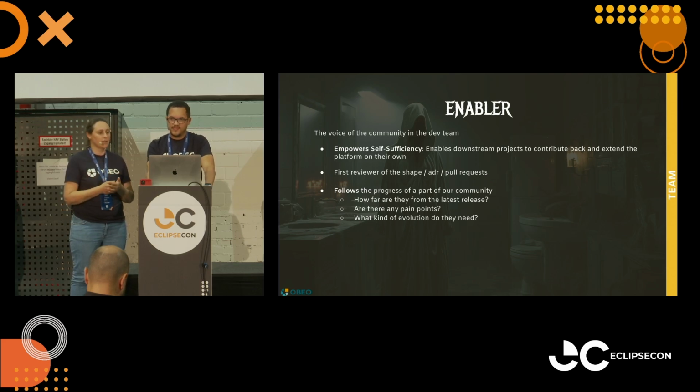Thanks to the enabler, the downstream project can provide shapes, ADRs, and PRs. The enabler will review that. He will ultimately be the one to review that because he has all the context from the downstream project and from the platform project. This ensures that contributions are seamlessly upstreamed into the platform, and that's really important.